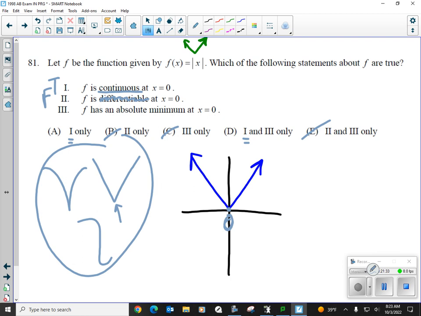So 3 says f has an absolute minimum at x equals 0. This point right here is definitely a minimum, so that has to be true. So it's 1 and 3. Bam. Oh, that was a nice one.